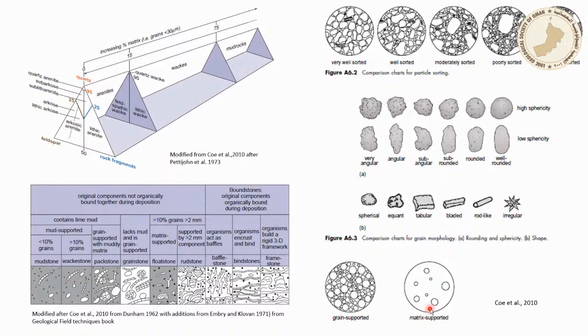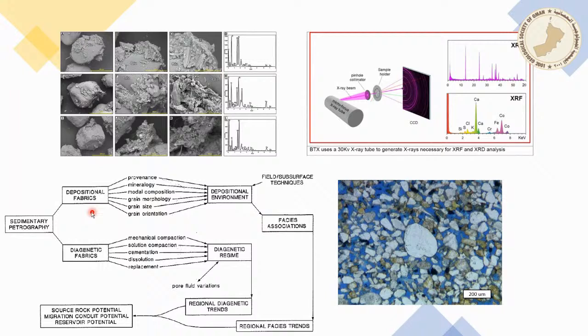However, if you talk about the carbonate, then you use the famous Dunham classification to understand the different components of the mud, and then you try to classify the rocks. Using other techniques, the petrography, and try to understand, as this diagram shows you, that the sedimentary petrography can go to understanding the depositional fabrics. So it gives you the mineralogy, the modal composition, the grain morphology, the shape, basically, and grain size and orientation to interpret the depositional environment.